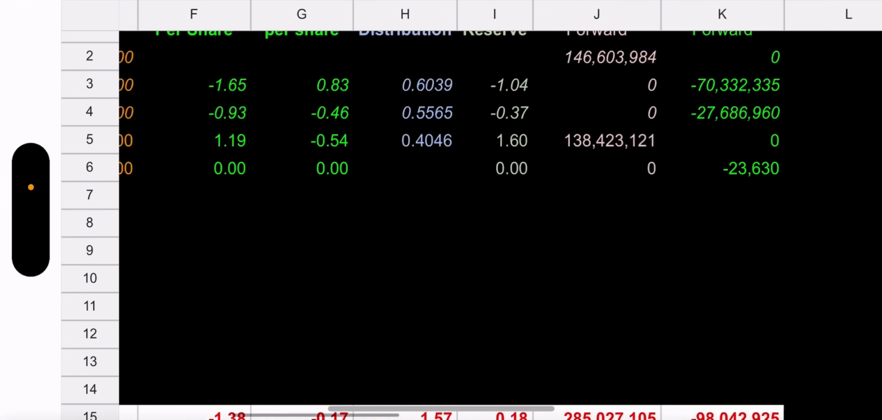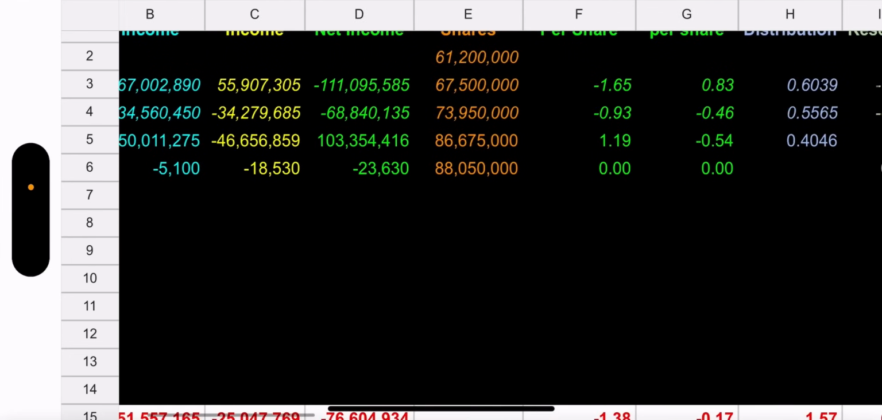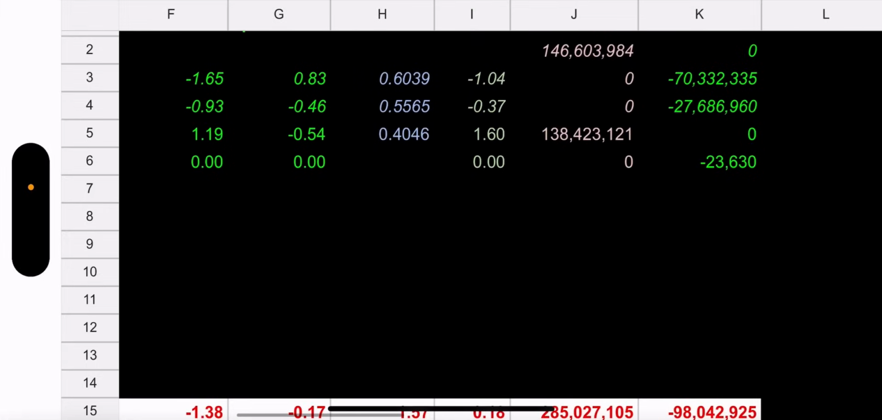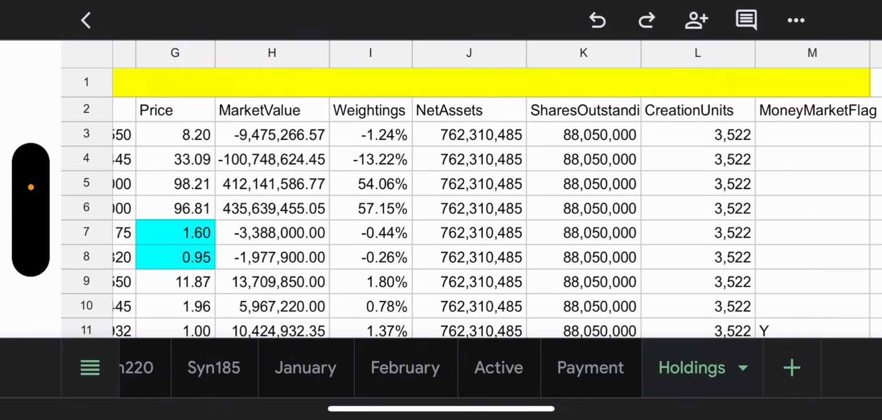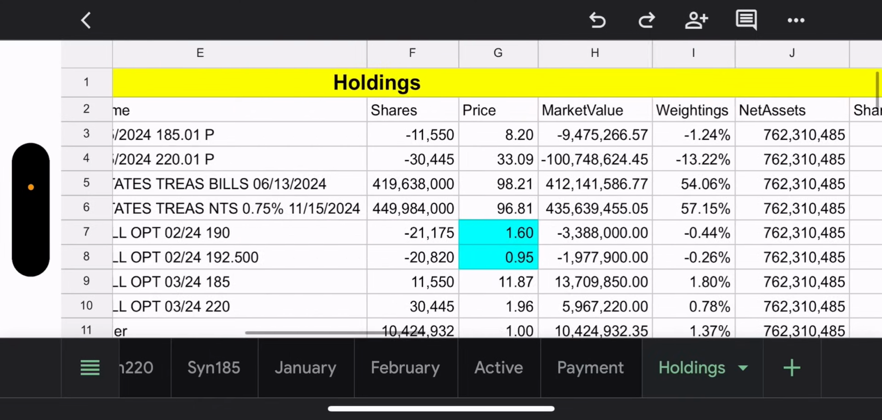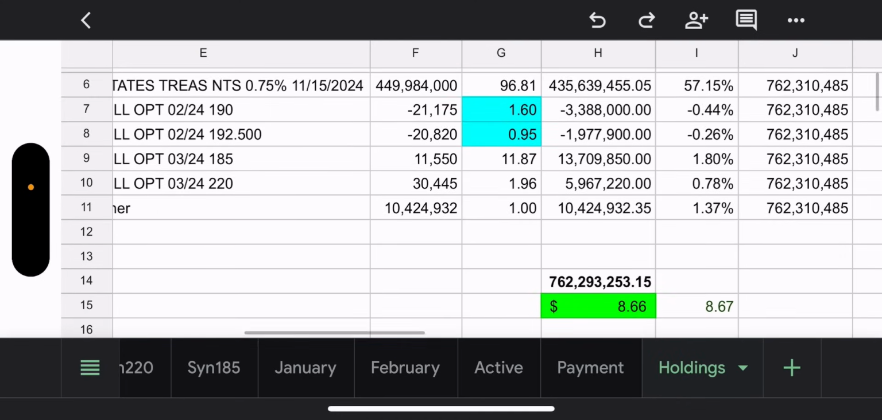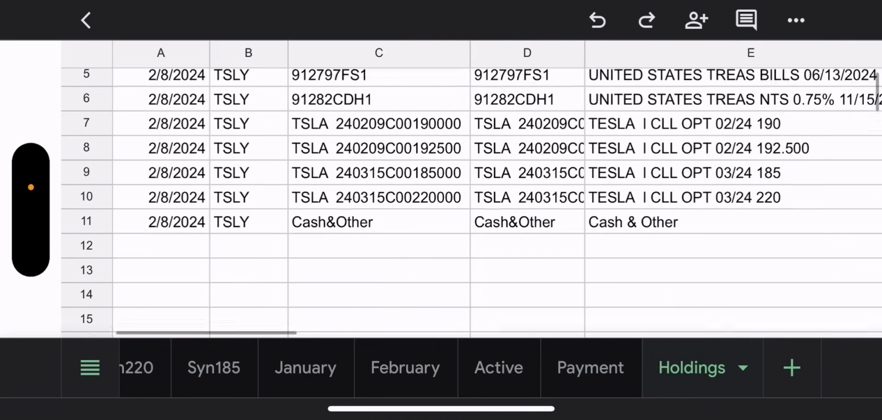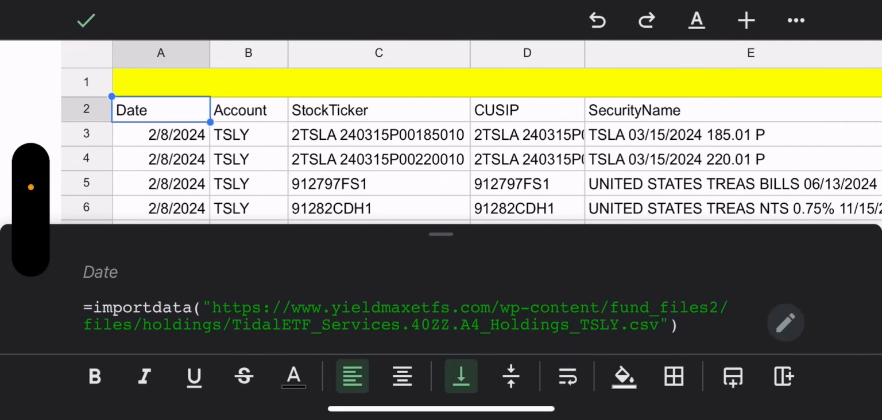All right, payment. No change on this. So nothing to really talk about here. So, yeah, that's it on that one. And then outstanding holdings. Nothing to really talk about here. Again, this just shows the outstanding holdings. It's via formula. It pulls directly from the website, which is pretty cool. Here's the formula if you guys are interested. Import data, and so on.